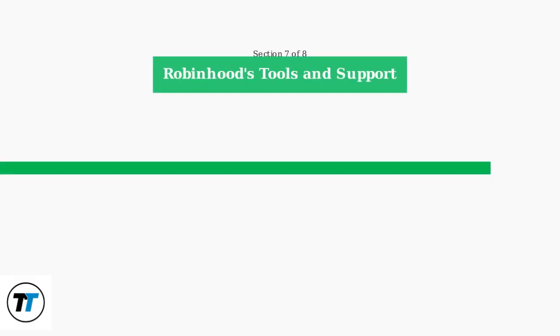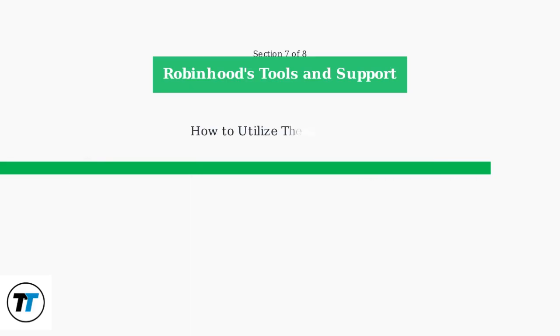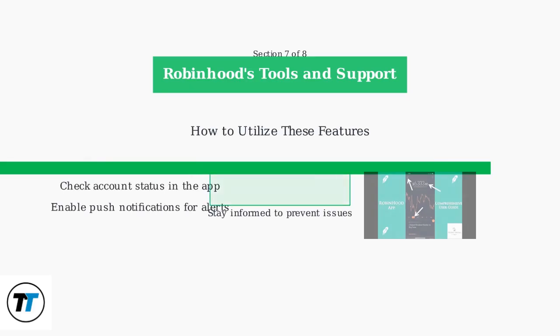Robinhood offers several tools to help you manage risk and stay ahead of potential account issues. Real-time deficit alerts use AI to predict potential issues up to 72 hours in advance, reducing incidents by 30%. The deficit protection shields automatically freeze accounts with potential deficits before they escalate. To utilize these features, regularly check your account status in the app under Account and Balances. Enable push notifications to receive real-time alerts and stay informed about your account health.